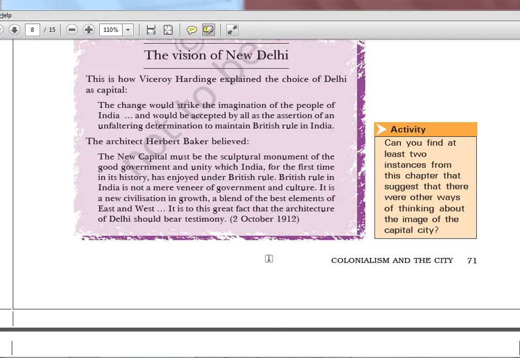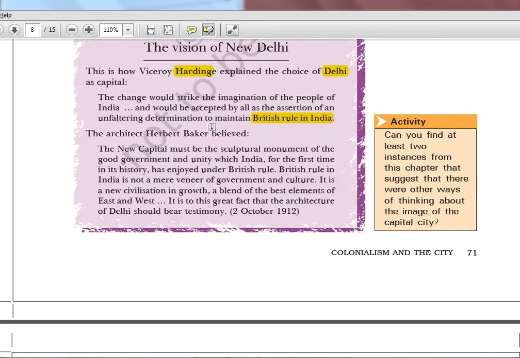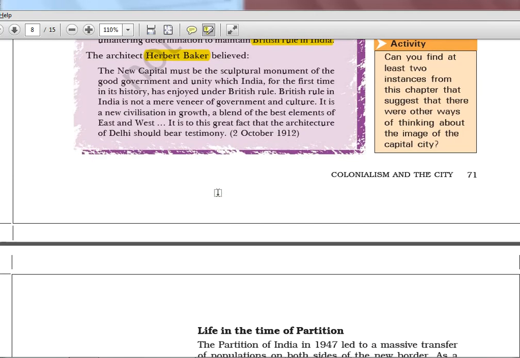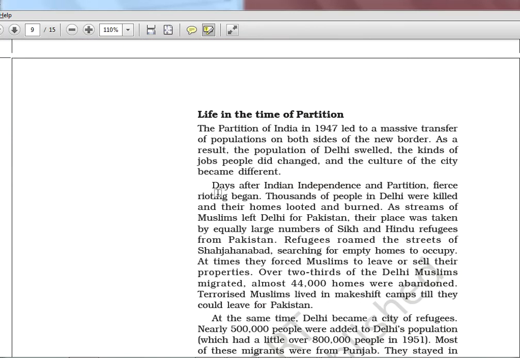Then again, a box about Viceroy Hardinge of that time. He explained the choice of Delhi as a capital: The change would strike the imagination of the people of India and would be accepted by all as the assertion of an unfaltering determination to maintain British rule in India. Again, as I told, they wanted to be the supreme power. So Delhi was the face of their leader. So Herbert Baker, I told you, that architect, again telling some very unwanted information for UPSC.